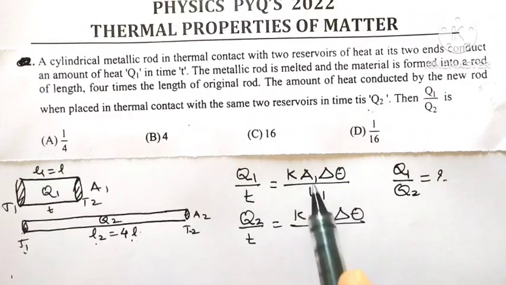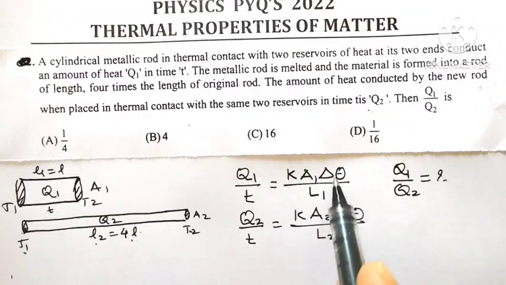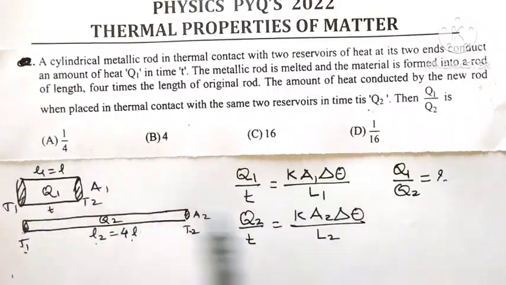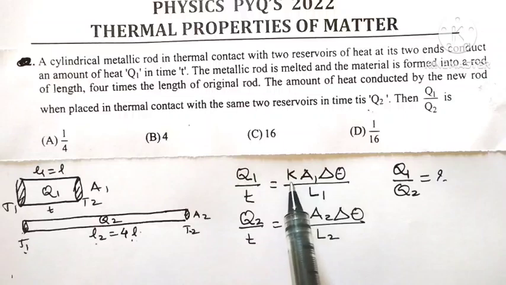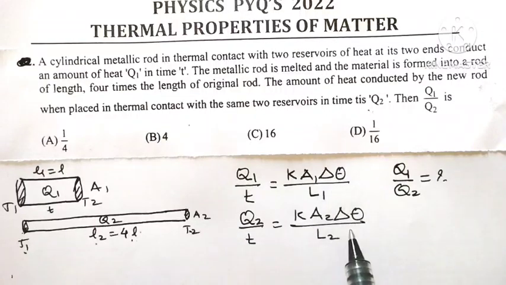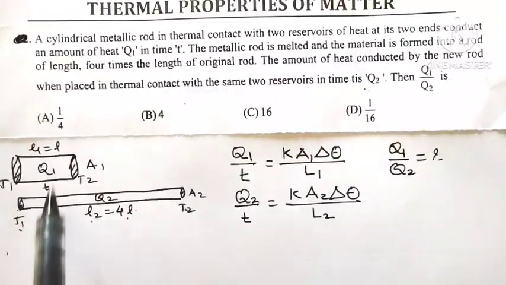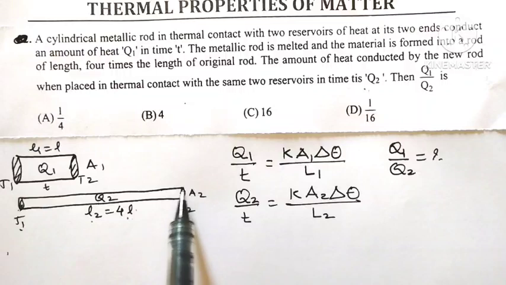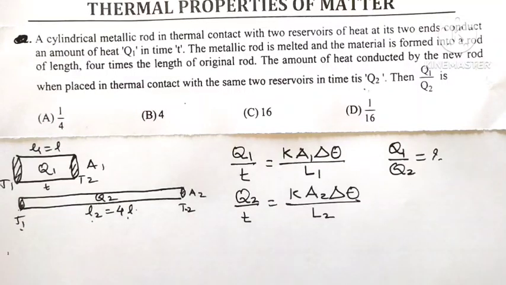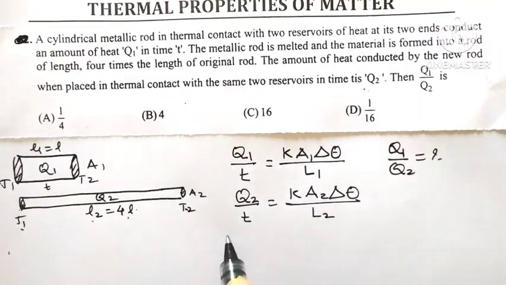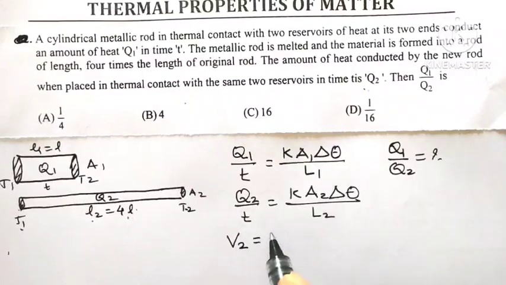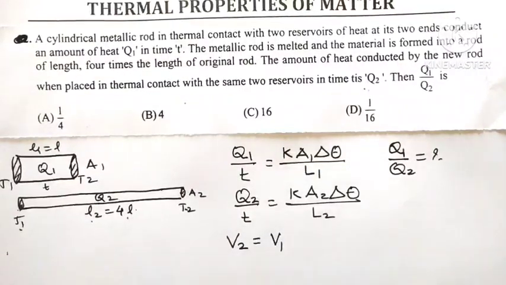So K is the same, and the area of cross section is different. Because the two ends are maintained across the same reservoirs of heat, del theta in both cases is the same, and the lengths are different. In the second case it is 4 times the original length. Because the rod is melted and converted into another rod, the volume of the rod remains the same, V2 is equal to V1.